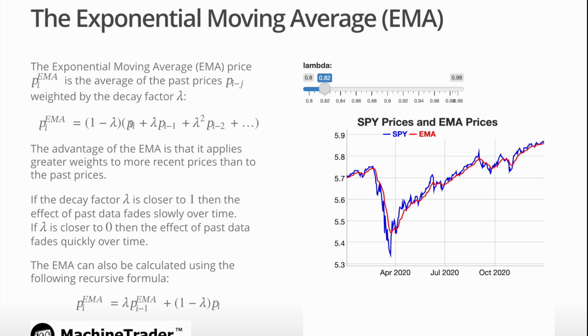One of the other advantages of the EMA is that the weights are not all the same. So they decrease over time, so the prices from the distant past have very small weights compared to the more recent prices, which is a more natural feature.